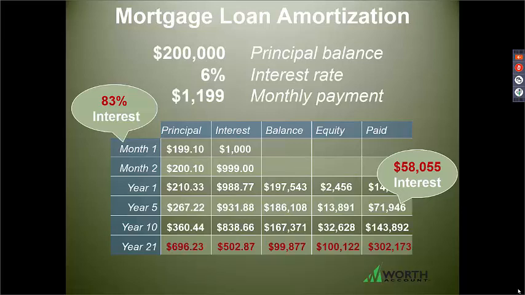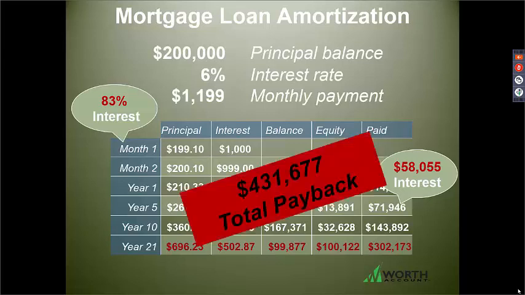Now this is the kicker year. We paid $302,000. We borrowed $200,000. We paid this loan off over 1.5 times. We still owe $99,000, almost $100,000, and we paid back $302,000. It's going to take us paying back $431,677 to pay this loan off in 30 years. That's going to be $231,000 in interest.